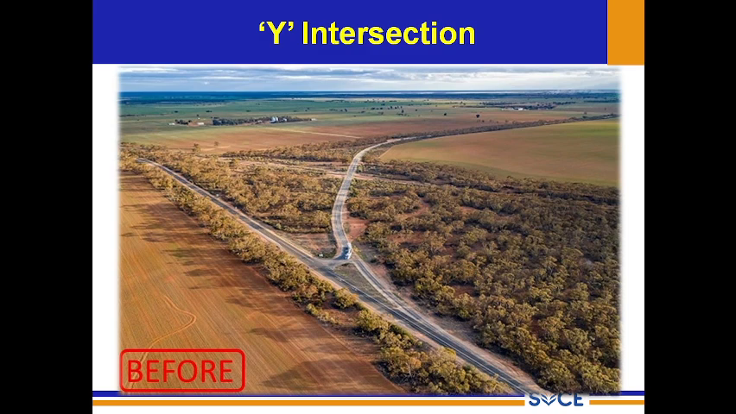Okay, it is in rural areas. Sometimes in urban areas also this type of Y intersections are there. So before the start of a Y intersection, this type of symbol is placed.